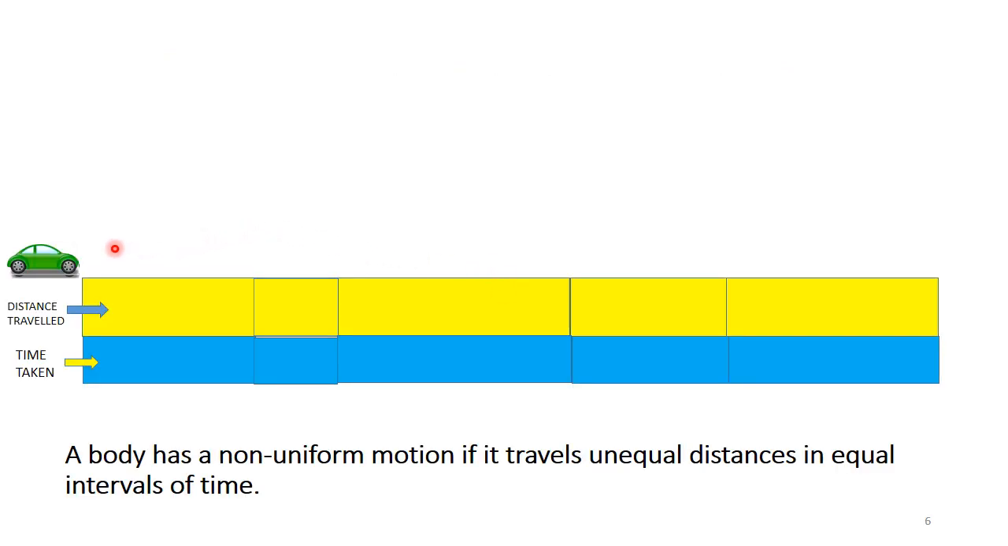Now we'll understand what a non-uniform motion is. By definition, a body has a non-uniform motion if it travels unequal distances in equal intervals of time. Again, we are going to see an example of a car which is traveling some distance, and some time is taken to cover that distance. For the first phase, the car travels a distance of 10 kilometers and the time taken is 20 minutes. For the next phase, the car covers a distance of 5 kilometers and the time taken is 20 minutes.